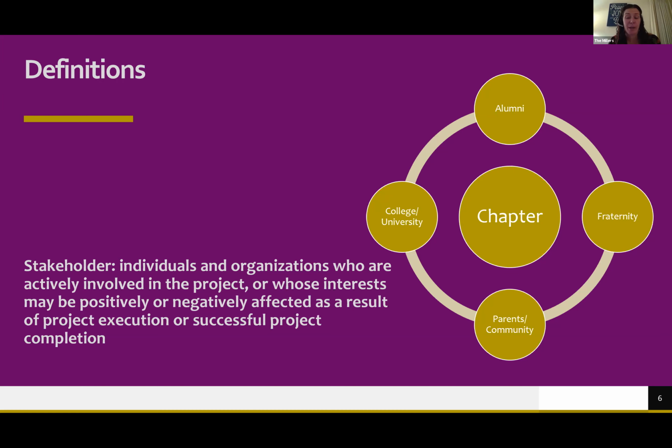So we have our chapter, but then some stakeholders that all of us need to take into consideration as we work on our chapter operations are our colleges or universities, the fraternity as a whole, the alumni, not just of our chapter, but of the fraternity in the area, and then the parents or the community that we are serving as well. So all of those groups are our stakeholders, and we need to make sure that we're considering them in all of our planning.